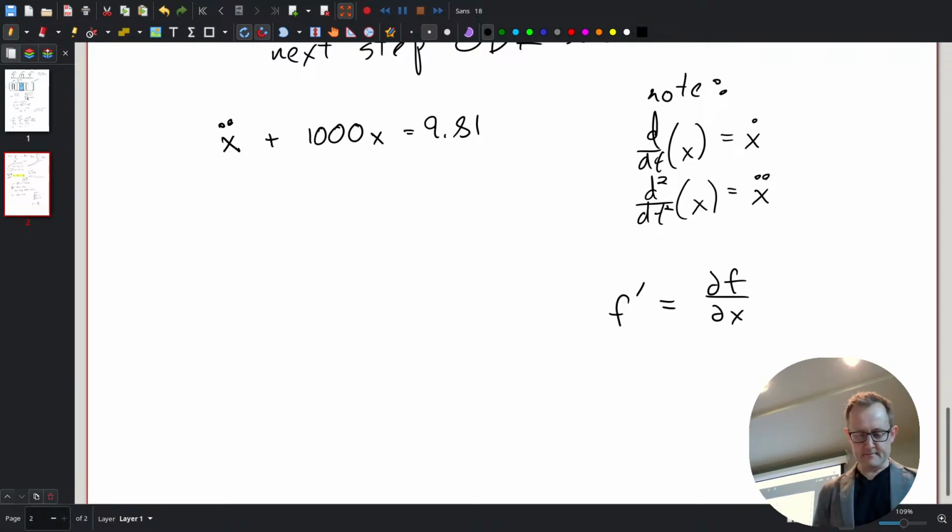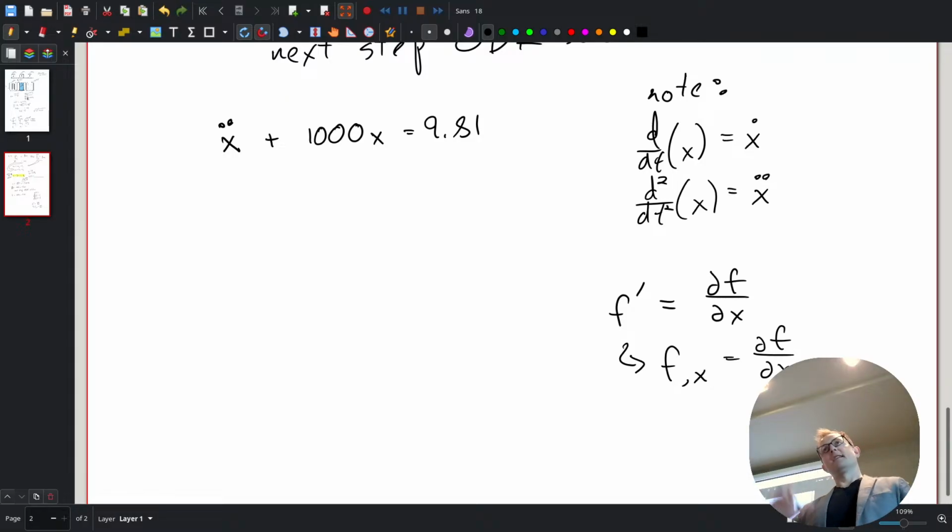A lot of times even these primes, as you get into fluid mechanics and solid mechanics, get turned into f comma x to say take this derivative over space rather than time, or f comma t, or an f dot full derivative. Anyway, that's a lot of stuff. Mostly we're just going to deal with dots over the x's, so we don't have to worry about these.